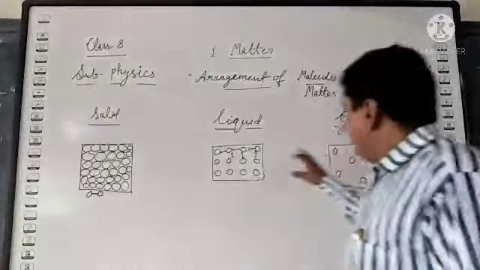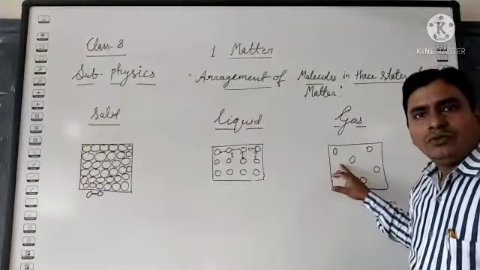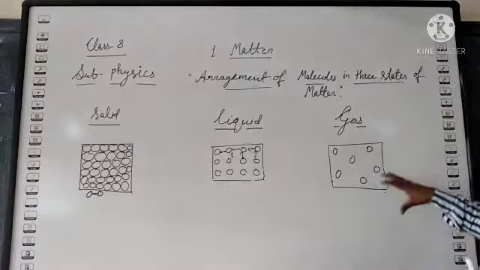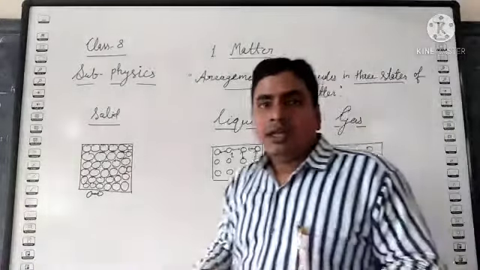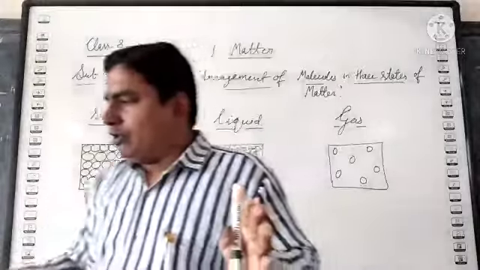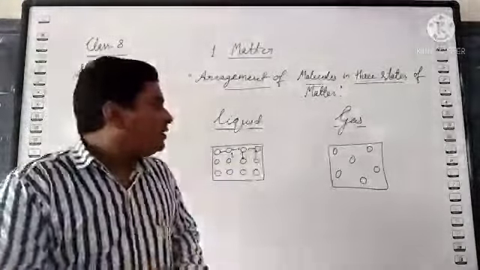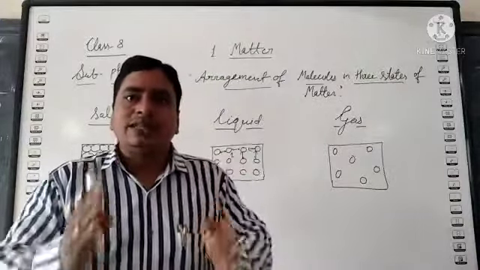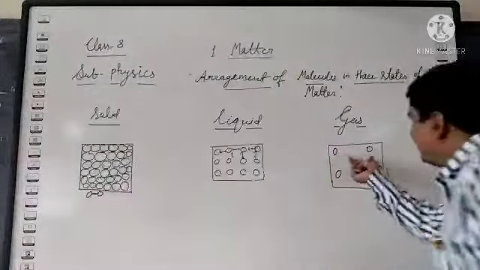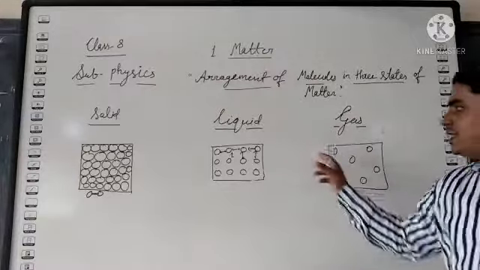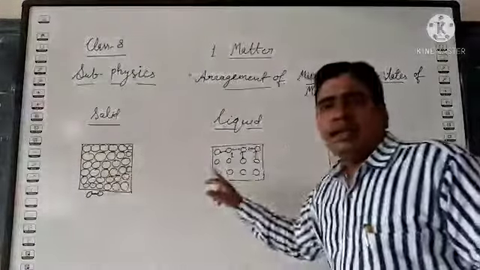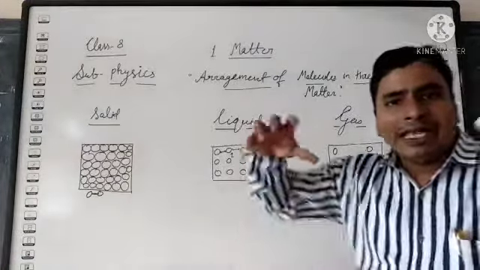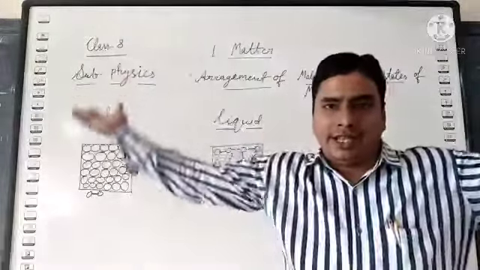Okay? And in case of gases, what is the arrangement of molecules? Here molecules are totally free, meaning they are not tightly bound. The molecules are so much far apart. The gap between the molecules, the intermolecular space, is very large, the farthest as compared to solid and liquid. So molecules are totally free to move anywhere inside the container and outside the container.